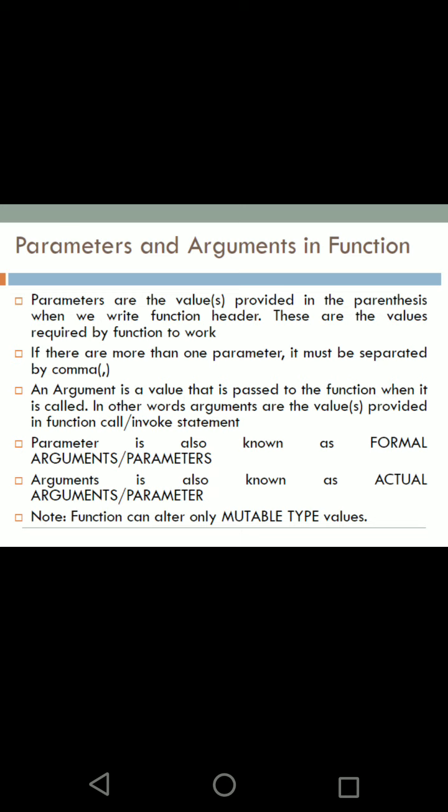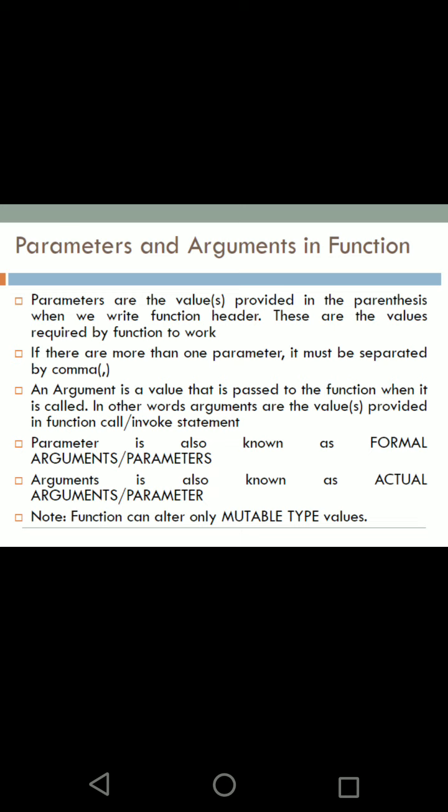And what is an argument? Both are actually the same, but they have different names. An argument is a value that we pass in the function call. When the function is called or invoked, whatever we give inside the brackets is known as arguments. Those arguments are copied to the parameter variables which are inside the function header.